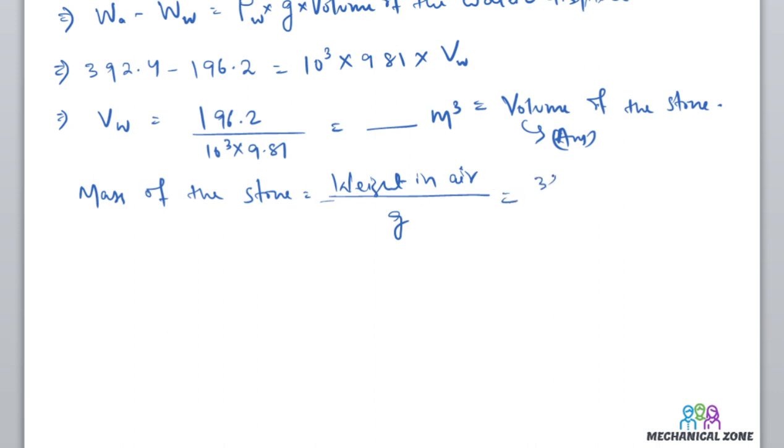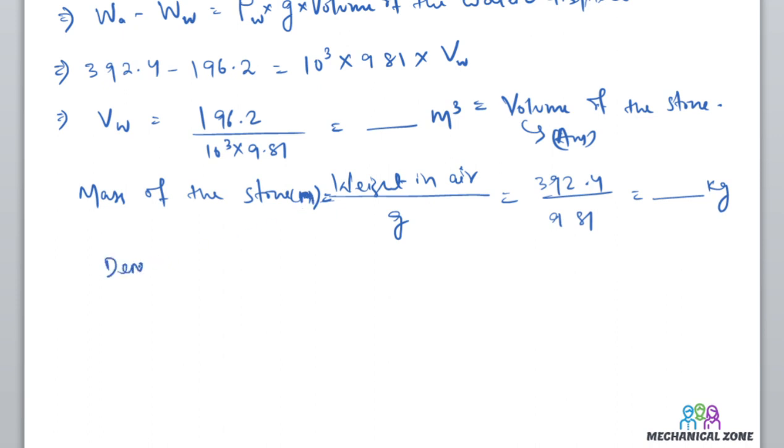From here, weight in air is 392.4, g is 9.81. You will get the value of mass in kg. We got the value of mass. After that, what we will do? This is m. This is not clear, but this is m.